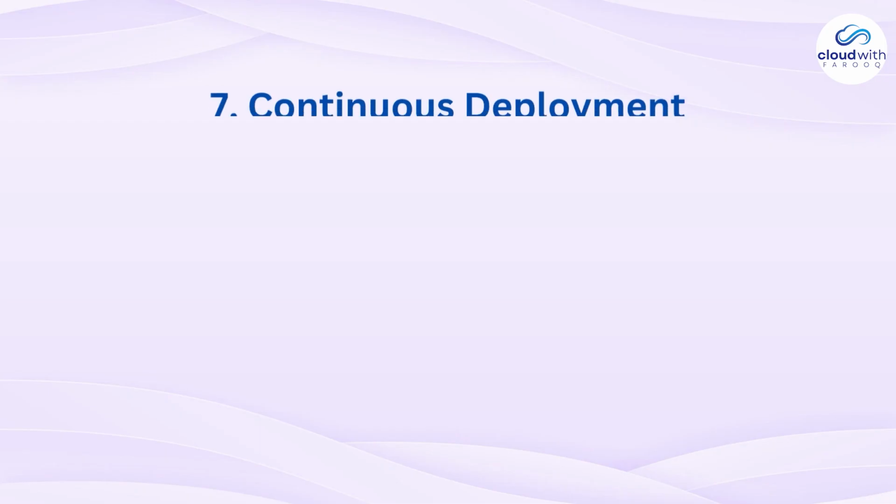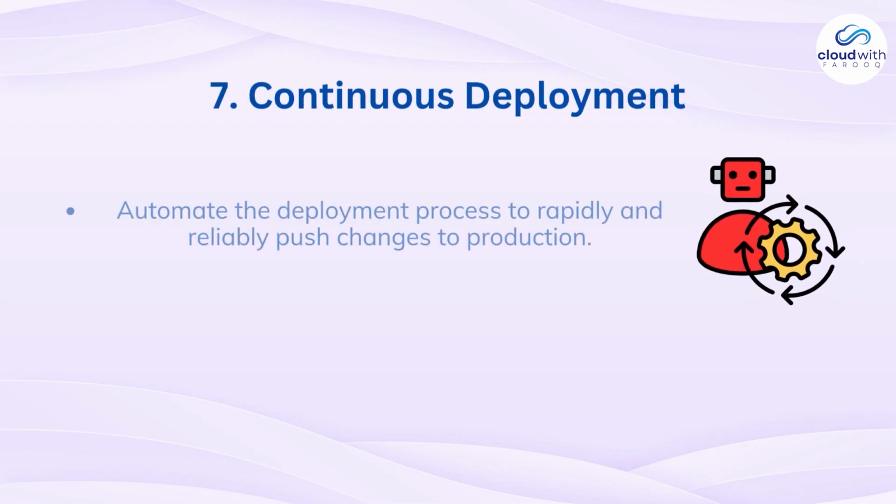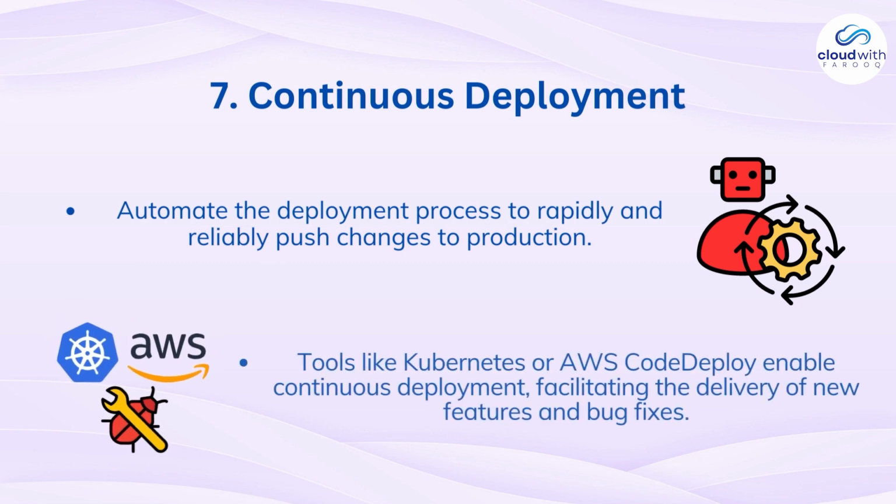Number 7. Continuous deployment. Automate the deployment process to rapidly and reliably push changes to production. Tools like Kubernetes or AWS CodeDeploy enable continuous deployment, facilitating the delivery of new features and bug fixes.